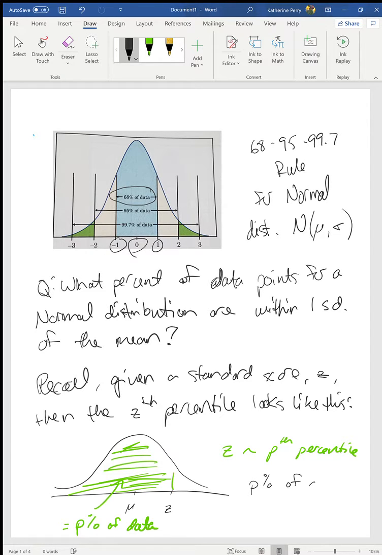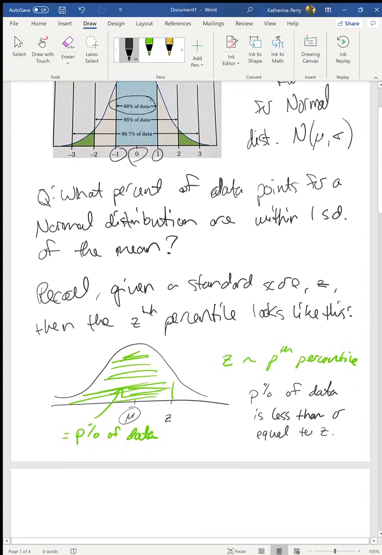So saying something with standard score z has pth percentile means that p% of my data is less than or equal to z. And in particular, we know that the mean, mu, has percentile 50. It's 50th percentile because it's exactly in the middle. Half of my data is to the left and half of my data is to the right.